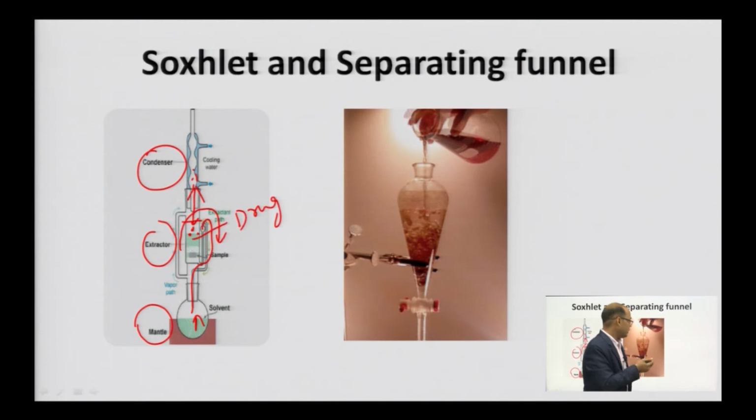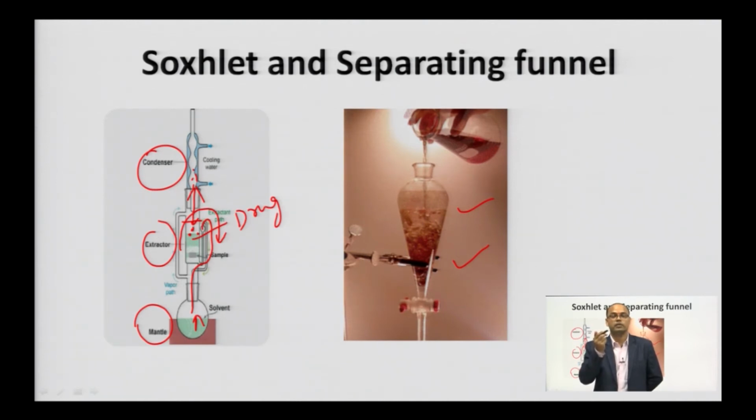This is the separating funnel. We have already mentioned the functioning of this separating funnel in our previous lectures. In this separating funnel, we can partition a phytoconstituent from a less soluble solvent to a more soluble solvent. Suppose we have a solvent A in which we have our phytoconstituent X, and we want to transfer the phytoconstituent X into another solvent for further processing.